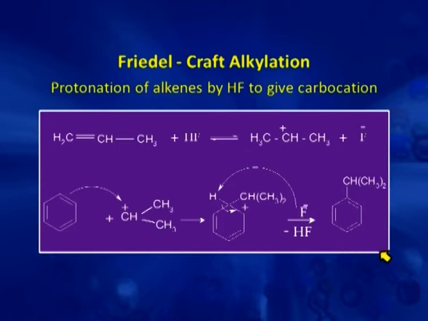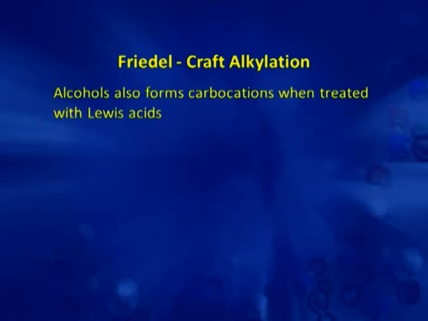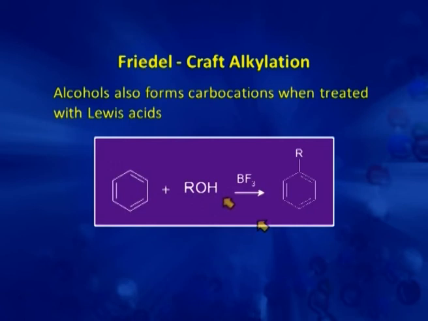Now, for formation of carbocation we can also use alcohol. So, alcohol in presence of a Lewis acid or protonic acid can also be used, and it can also produce the alkyl benzene, because here again R plus, the carbocation, can be formed.